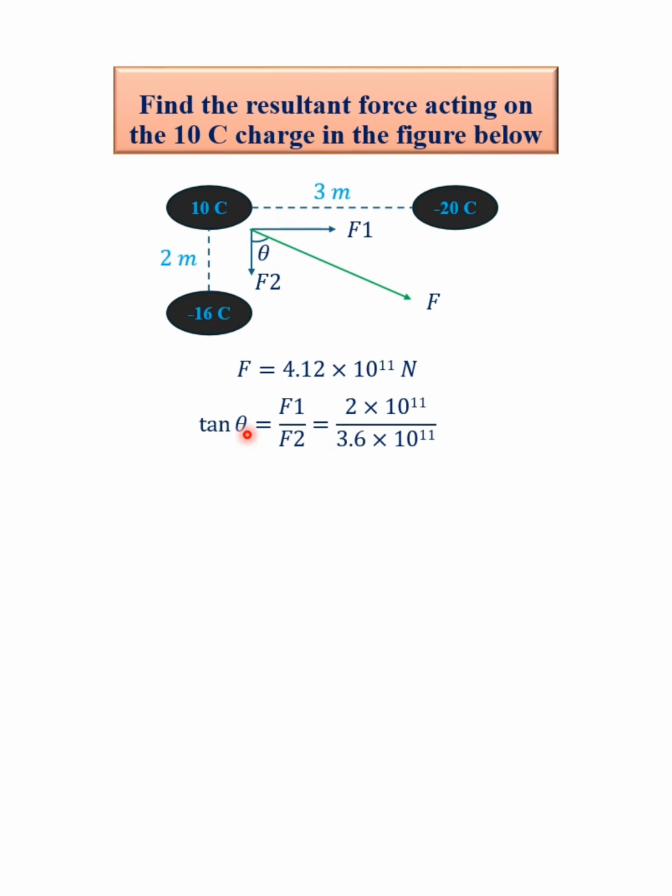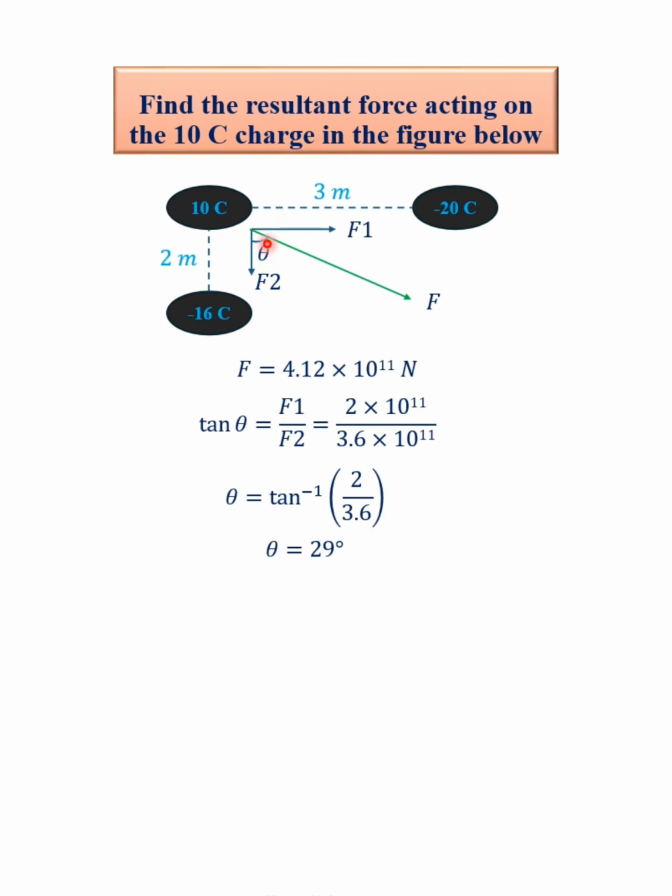So tan theta will be equal to F1 upon F2. 2 times 10 raised to the power 11 is F1, 3.6 times 10 raised to the power 11 is F2. By the time you do this simple division, you're going to obtain 2 all over 3.6. To obtain the angle theta, we take the tan inverse of the right hand side. It's just like dividing both sides by tan. If we take the tan inverse of this, the angle comes out as 29 degrees. That means the angle theta, which the resultant makes, is 29 degrees.